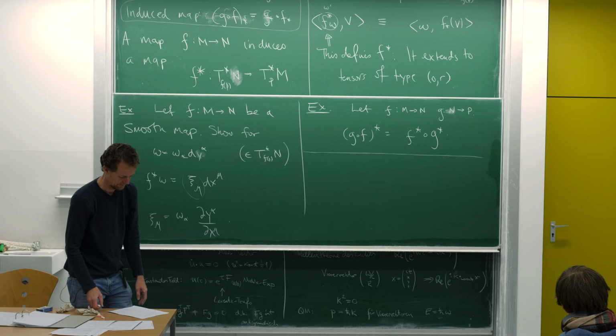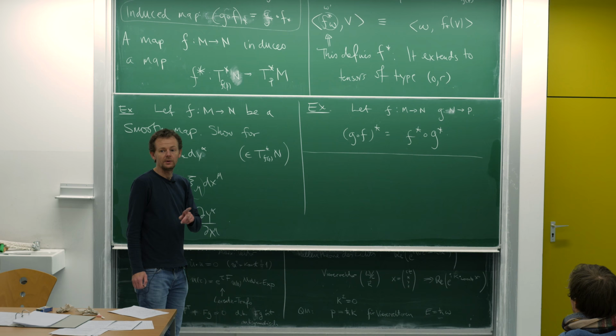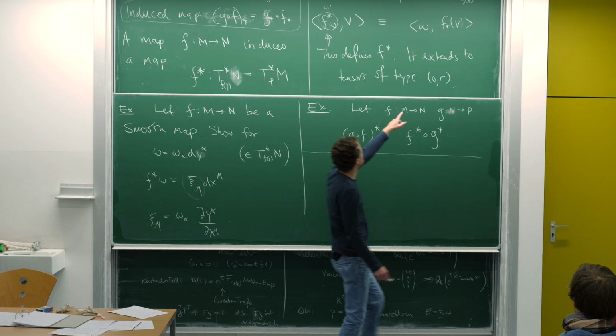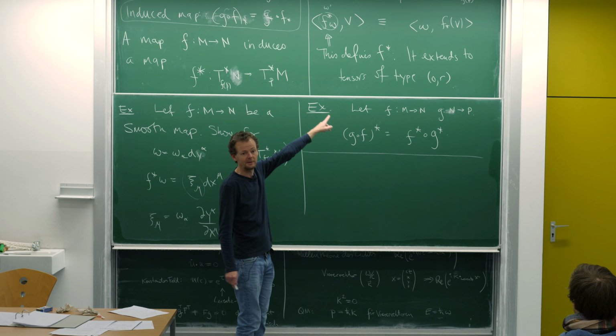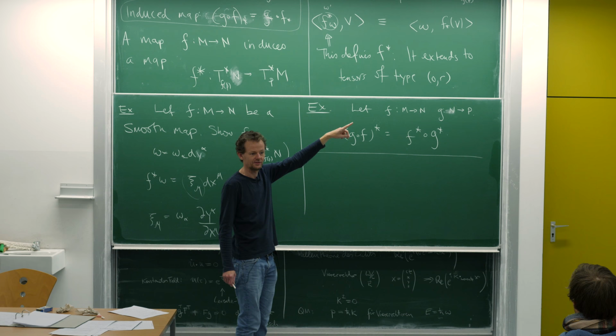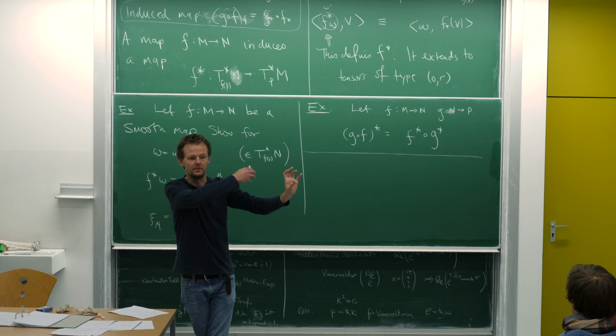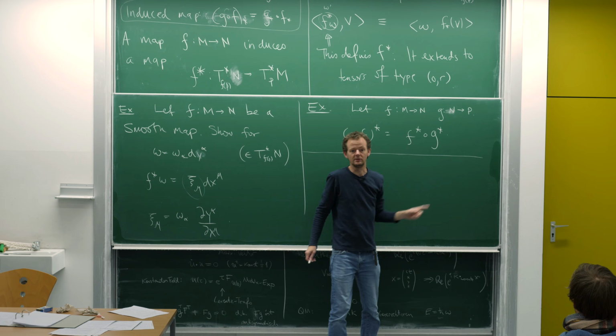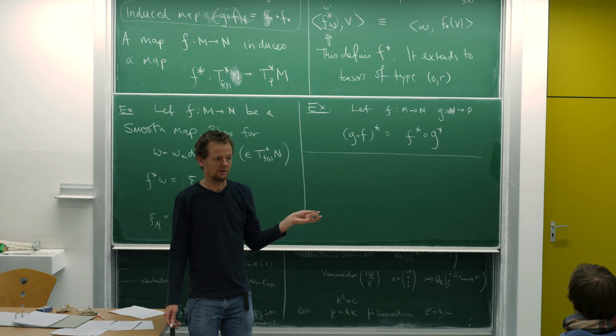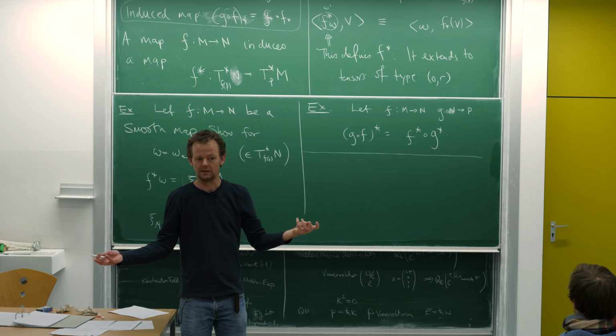That was that for induced maps. We have something you may have noticed, which is that these maps extend to tensors of type 0R or Q0. But I never said that the induced maps extend to tensors of type Q, comma R. And the reason is, of course, we have a map from M to N, but we don't necessarily have a map from N to M. We would need both in order to extend these pullbacks and push forwards to mixed tensors, because mixed tensors are elements of vector spaces of tensor products of differential forms and vectors, and they go in opposite directions under these induced maps.